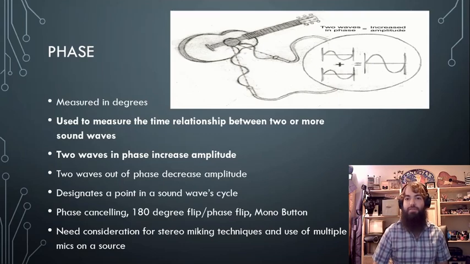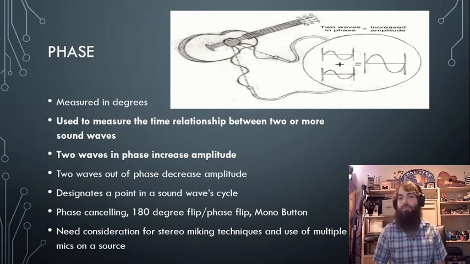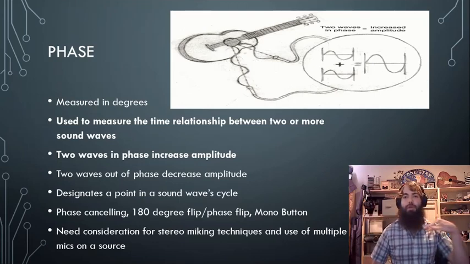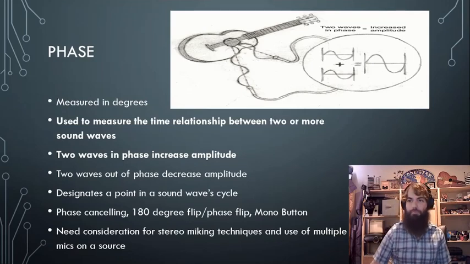That'd be phase cancellation. So if something is 180 degrees out of phase with itself, you're not going to hear it. 180 degree phase flip is a button that you can find on most consoles, where effectively you flip the button and it's going to flip the phase, where instead of pushing the speaker or pulling the speaker, it's going to do the reverse. So if it was pushing, it will now pull, or vice versa.